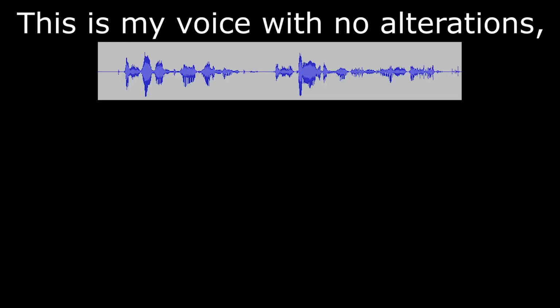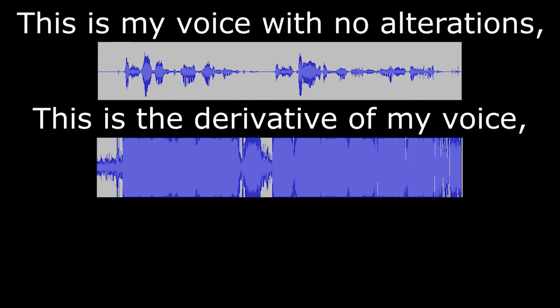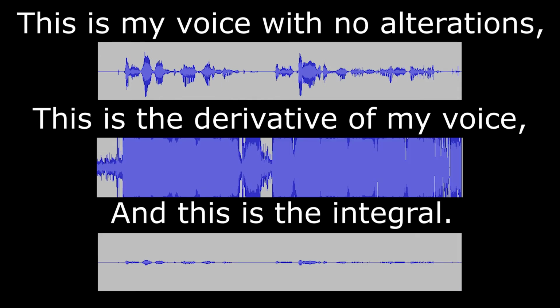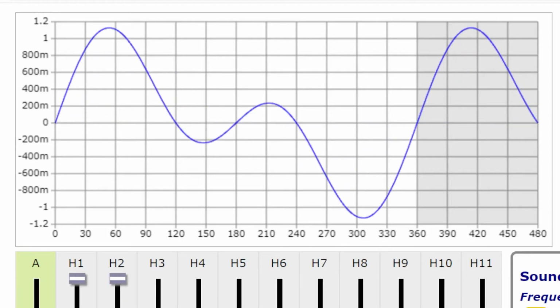This is my voice with no alterations. This is the derivative of my voice. And this is the integral. You may be asking, how exactly do we take the derivative and integral of my voice, and why does it sound like this? To answer these questions, I must first explain how sound is made up of sine waves.